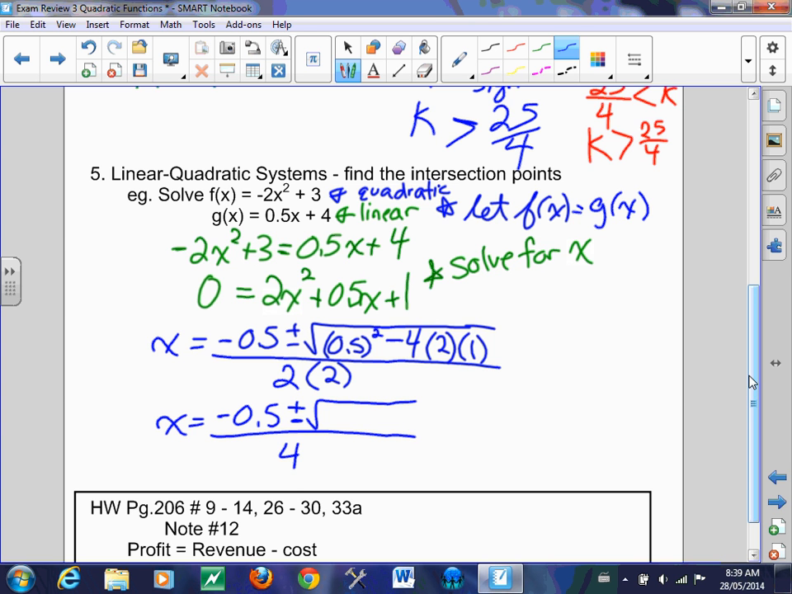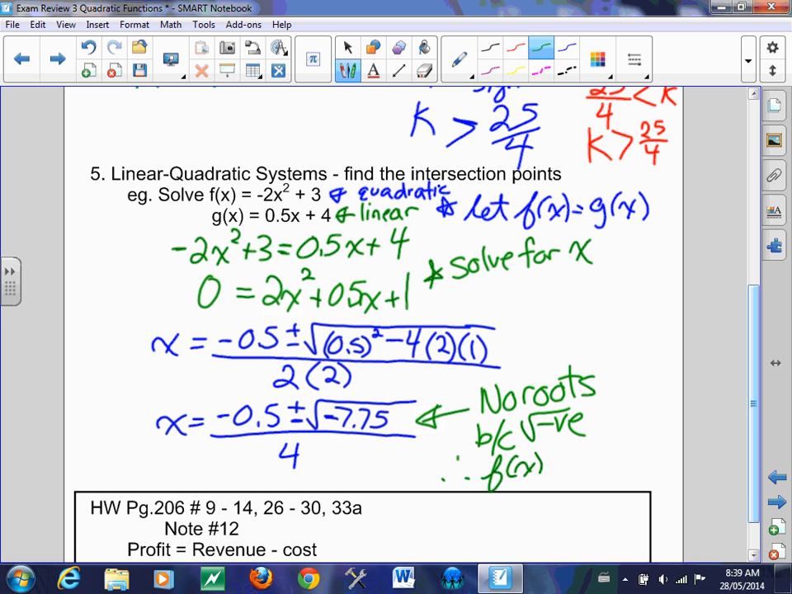And under the square root, I get negative 7.75. And what do we want to remember about that, ladies and gentlemen? If it's negative, therefore there are no roots, because it is negative under the square root. That doesn't mean there's no x-intercepts. That means that these two will not intersect. Okay, so therefore f at x and g at x will never intersect.